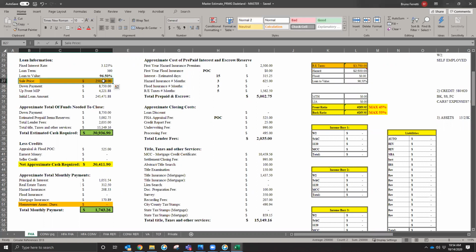So automatically, $250,000. Let's say this person has good credit. Let's give them a 2.875 interest rate, which is a very good interest rate.